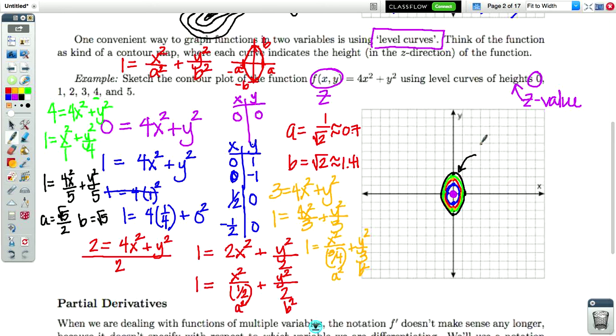This last one is a height of 5. So if I were graphing this in 3 dimensions, everywhere on this black ellipse, I'm going to be 5 steps up in the z direction. And that's how we graph with level curves.